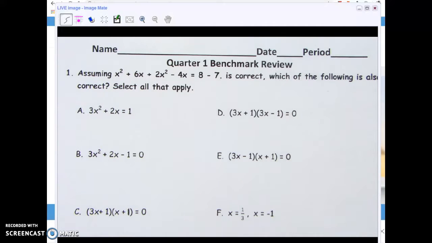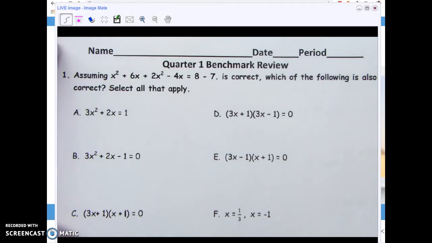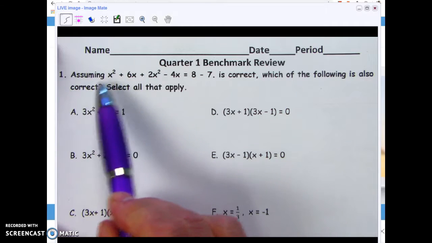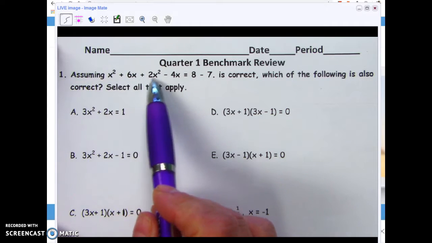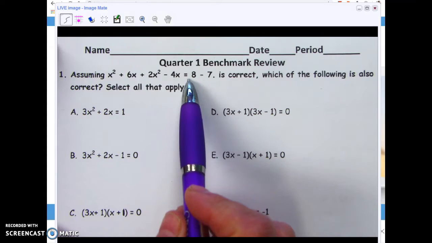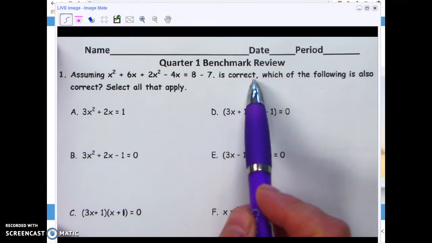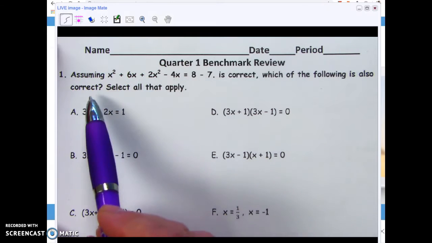Okay, so what we're going to be doing here is working on the quarter one benchmark review, and we're looking at the first problem. So this is starting with stating, assuming x squared plus 6x plus 2x squared minus 4x equals 8 minus 7. Assuming that that is correct, which of the following is also correct?